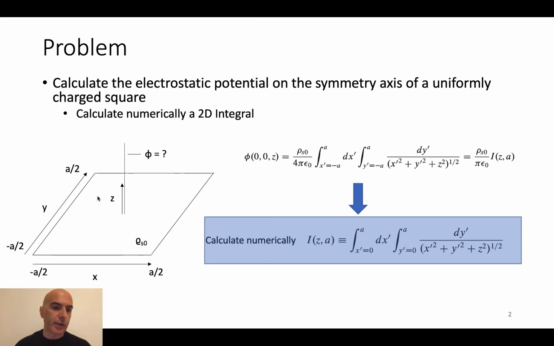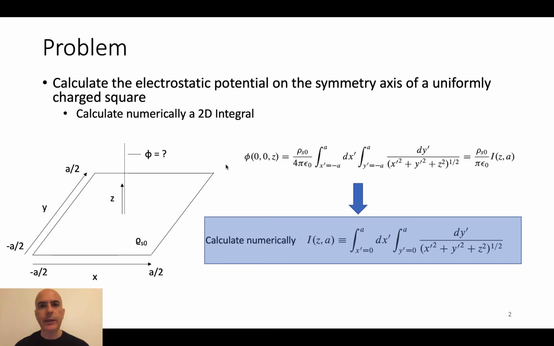So I have a square with a uniform charge density rho naught, and the size of the square is a by a. The problem I want to solve is to calculate phi along this direction z, along this axis. So for instance, given the size of the square and given the charge on this square, I want to be able to calculate what is the potential, for instance, at this point here along this axis.